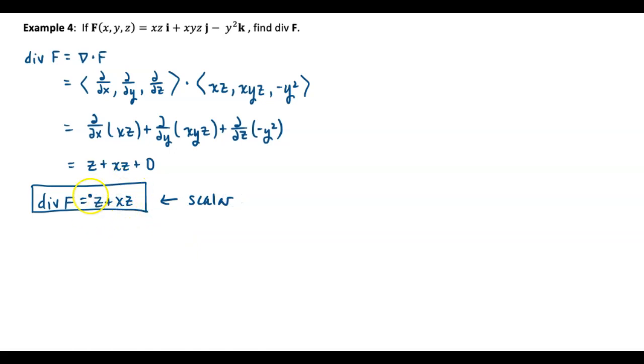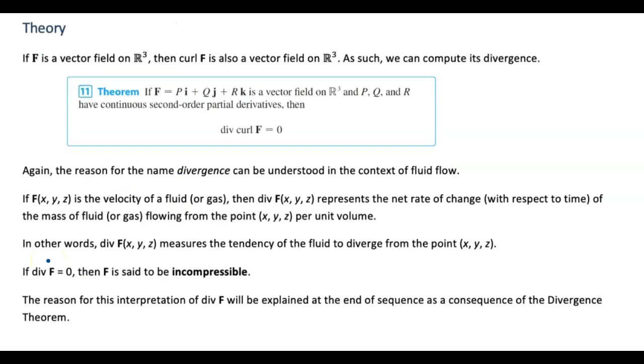Because there are no i, j, and k components, if z and x were just constants, this would just be a number. And so divergence gives us a scalar. Now let's talk a little bit about what divergence really means. If f is a vector field in 3 dimensions, we said that the curl is also a vector field. We said that its divergence was a scalar.